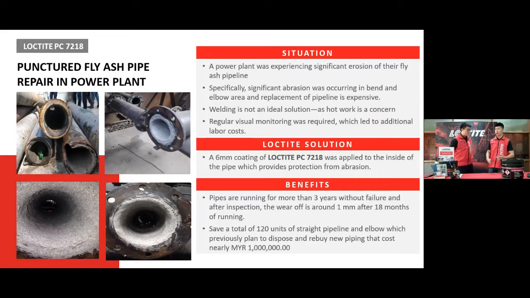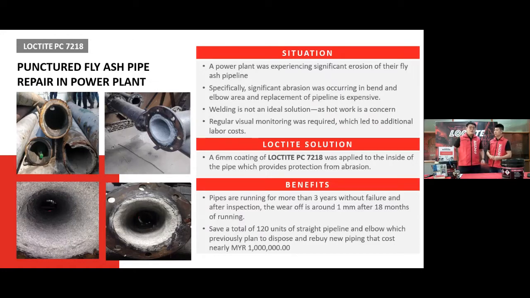Previously, when we engaged with our clients, we knew that over time they would have this old damage, and they would dispose of these pipelines and not do any repairs to extend the service lifetime. So whenever we learned about this issue, we introduced Loctite PC 7218 to coat internally and rebuild the pipe linings for these fly ash pipelines. You can see we coated around 6 mm thickness, and we were able to further increase the service lifetime of their pipelines and reduce their maintenance costs.